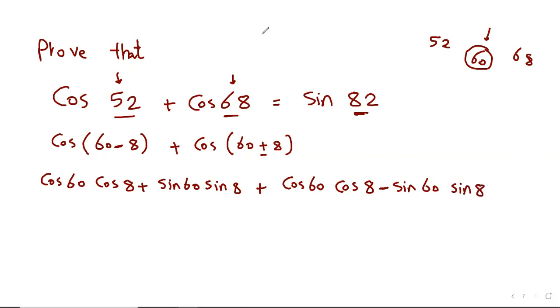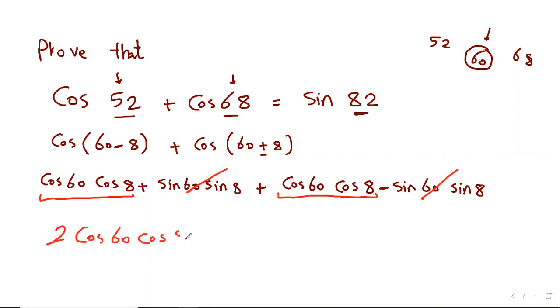Okay. We observe that we have here sine 60 sine 8, and here negative sine 60 sine 8. So cancel both terms. You are left with cosine 60 cosine 8 and cosine 60 cosine 8. So add them, it will be 2 cosine 60 cosine 8, and cosine 60 is half, so it's 2 times half cosine 8. Cancel 2 and half, so it's cosine 8.